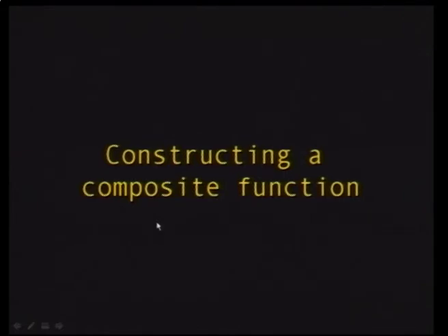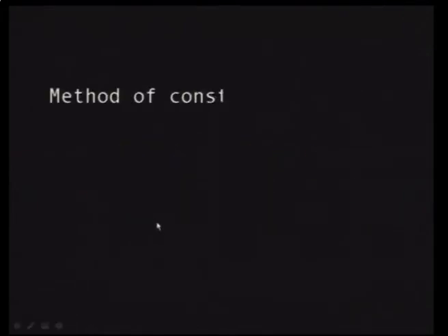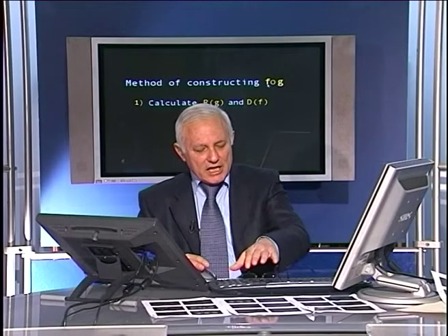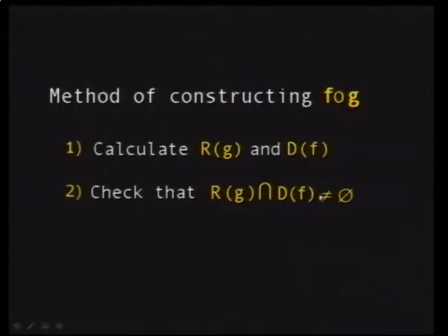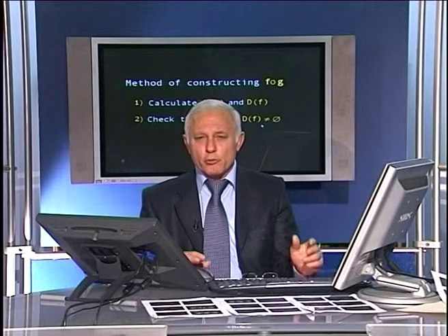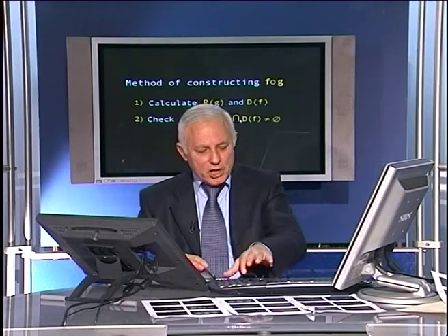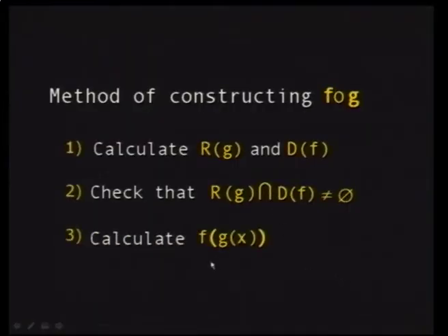Now, how to construct a composite function then? It's easy. The method of constructing a composite function f circle g, where g comes first and then f: first of all, you calculate the range of g, and the domain of f, and you check that they are not empty. If the intersection is not empty, then you can proceed further. It means that there exists a composition. It's valid. So what you do is that you calculate f circle g.